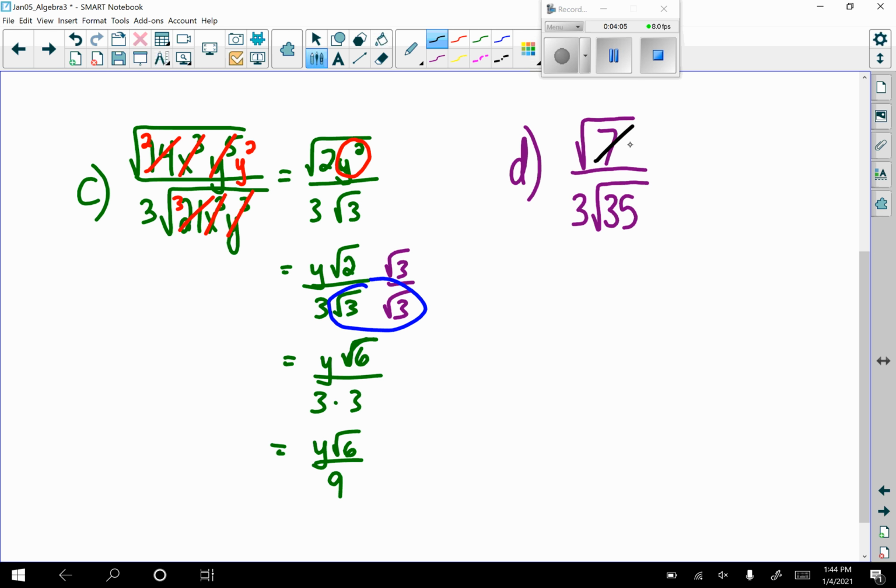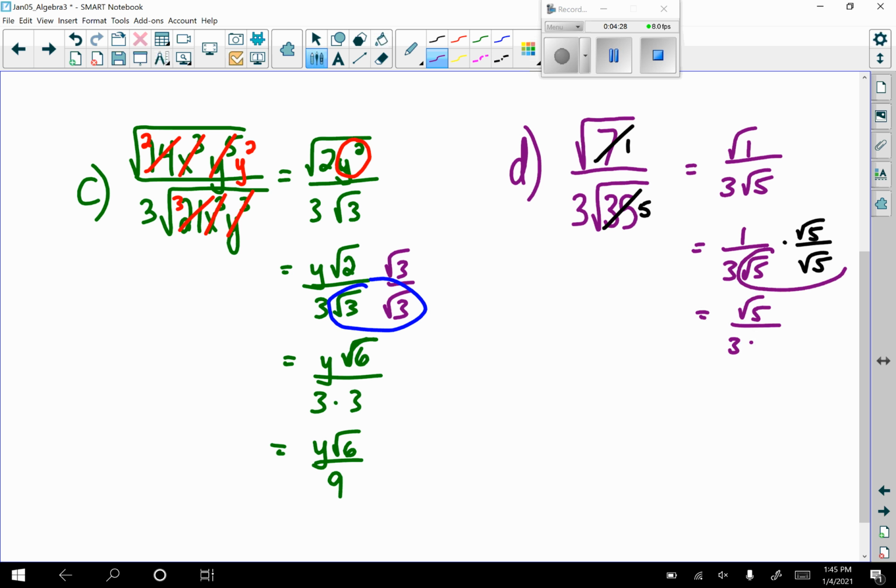And then D is very similar, again, because the 7 and the 35 are underneath radicals. 7 goes into 35, so 7 becomes a 1, 35 becomes a 5. So now I end up with the square root of 1 over 3 radical 5. Square root of 1 is just 1, so I could write this as 1 over 3 radical 5. I still need to rationalize this, multiply top and bottom by radical 5. So now this becomes radical 5 over 3 times, radical 5 times itself is just 5, so we get radical 5 over 15. So just reviewing some more work with simplifying radicals that involve division.